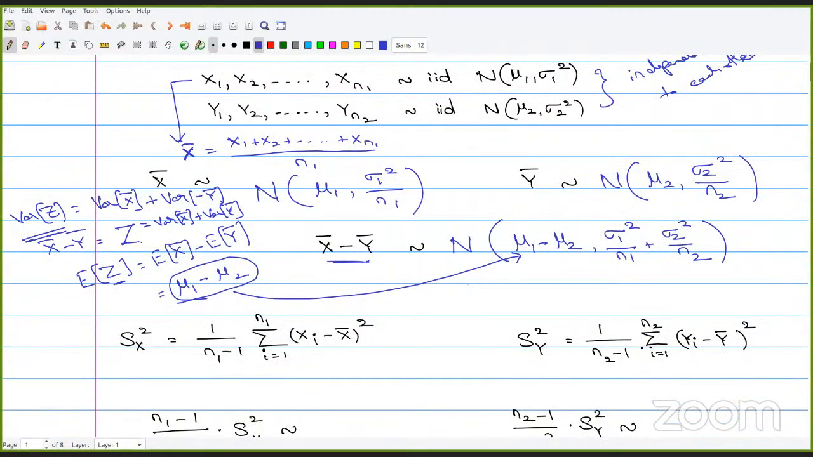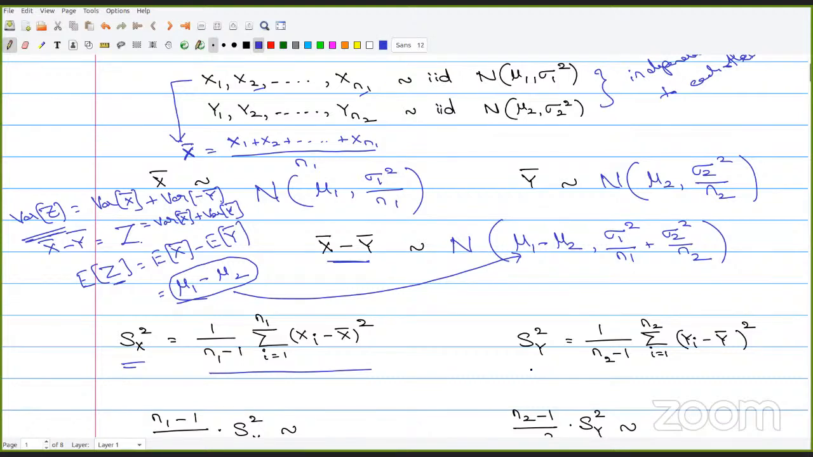Let's also look at the sample variances. So we have the samples with us. If I wanted to compute the sample variance of the first n1 samples, this is the formula: 1 by n1 minus 1, summation i equals 1 to n1, xi minus x bar whole square. This is the sample variance of these samples x1, x2 to xn1. Correct?